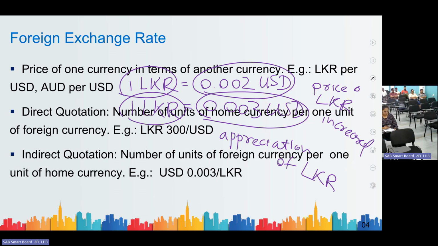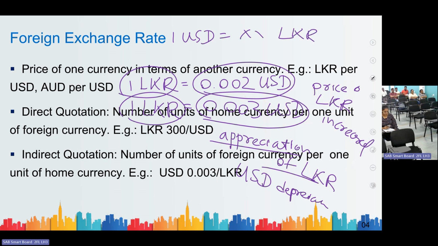So here is the exchange rate between LKR and USD. When LKR appreciates, USD depreciates. That means the value of one USD falls. So this is about the value of one LKR. It has increased. So find the amount of one USD in terms of LKR in both these situations. Here, one USD should be equal to, let's say, 500 LKR. The second case, one USD equals 3,333 LKR.